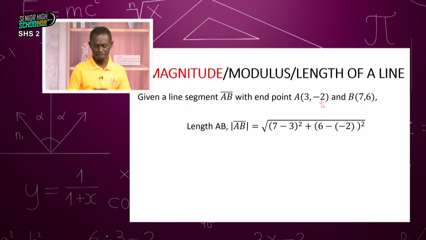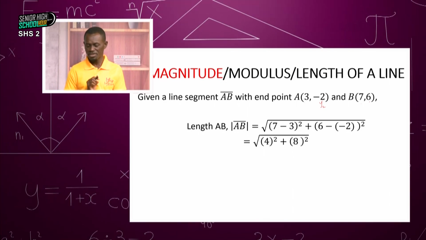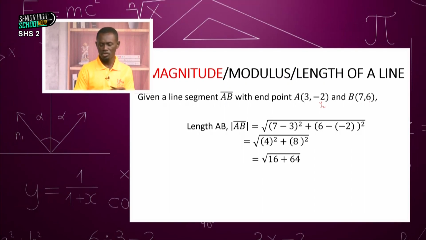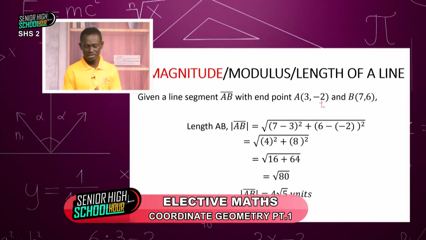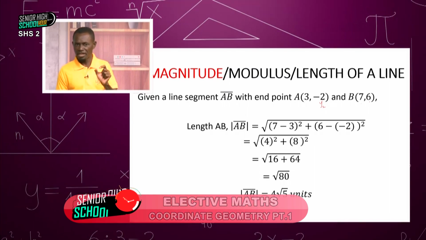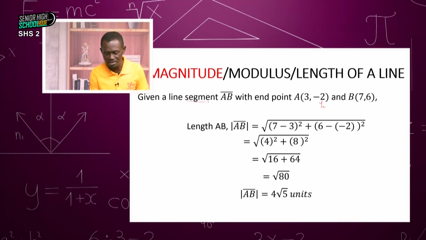square root. So we would have 7 minus 3, 4 squared. 6 minus negative 2 will be 6 plus 2, which is 8 squared. 4 squared and 8 squared will give us 16 and 64 respectively. If we sum them, we have the square root of 80. That is the magnitude. And we could reduce that to 4 root 5 units. That is the magnitude, the modulus, or the length of the line AB. Okay, it is not really the line. It is the line segment.